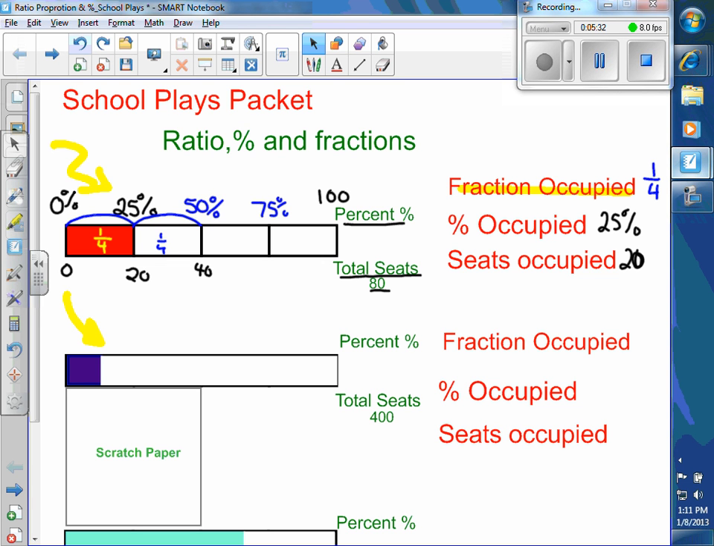Catherine, you are gonna work in your table groups, yes.